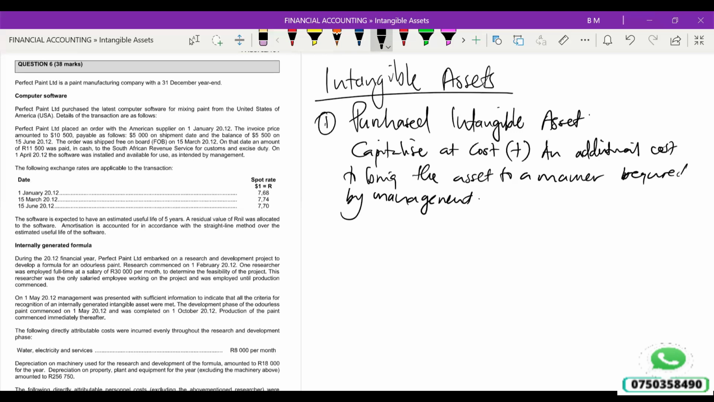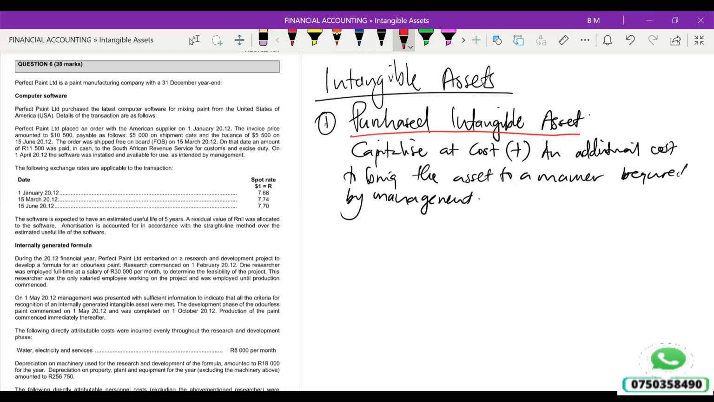I think for a purchased intangible asset, this one is straightforward. This one is clear. It only gets to probably be a bit challenging when we talk about the foreign exchange, to say that the asset was actually purchased from another country. So at what cost are we going to capitalize it?